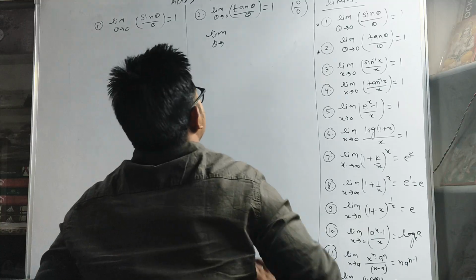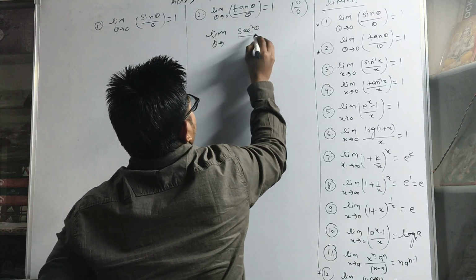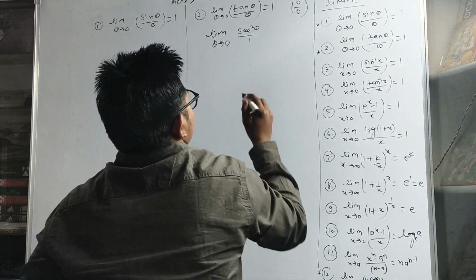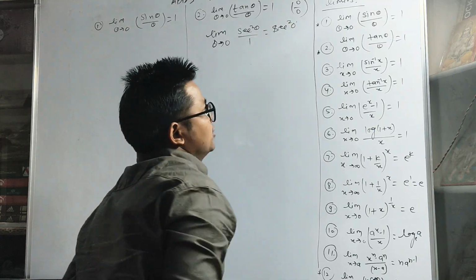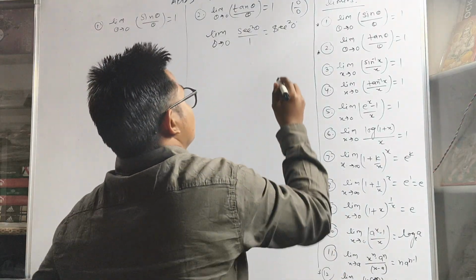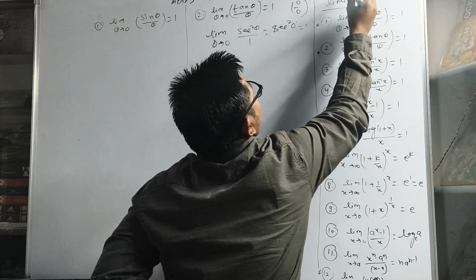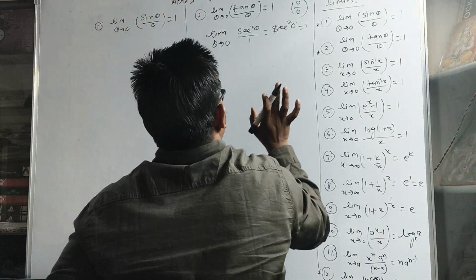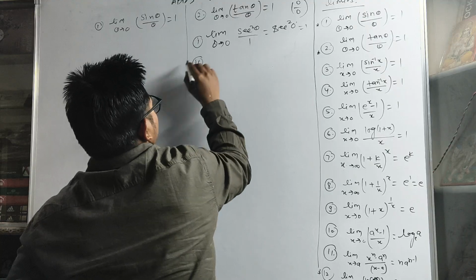We can simply write: differentiation of tan x is sec square x, and differentiation of theta is 1, limit theta tending to 0. On taking the limit, sec square 0 is what? Since cos 0 is 1, sec 0 is also 1. So the limit of this function is 1. This is the first method to solve this question, and the second one is the series method.